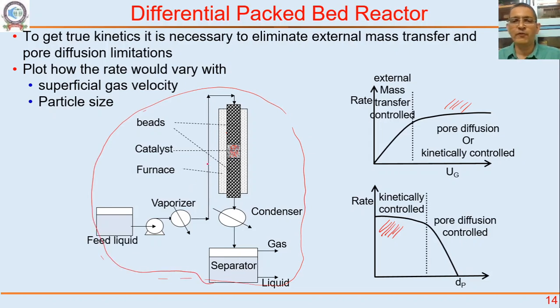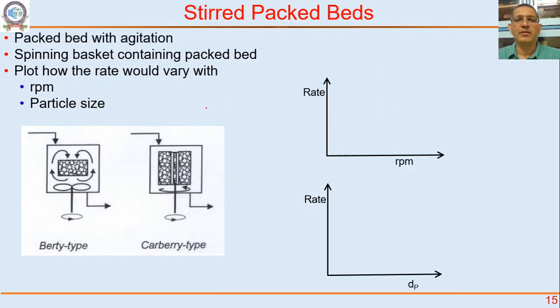Another possibility of reducing or eliminating gas side resistance is to have a packed bed with agitation or a spinning basket reactor. This is called a Berty reactor. There is a basket in which catalyst is there and there is an agitator which increases the turbulence. Or there is a basket with catalyst filled inside and this whole basket rotates at different speeds. These are called Carberry reactors.